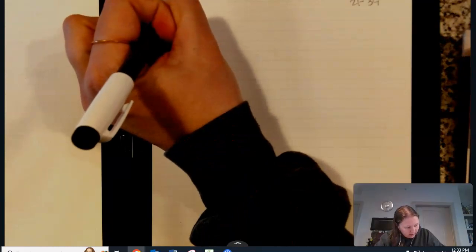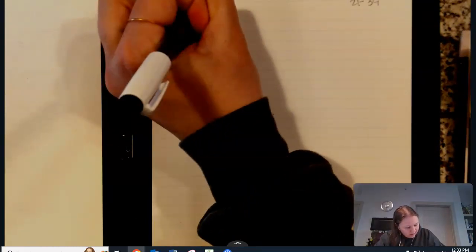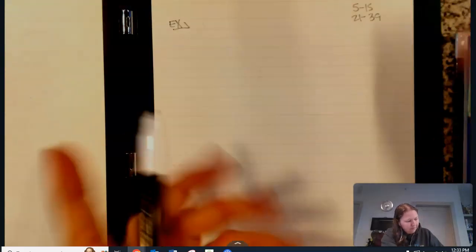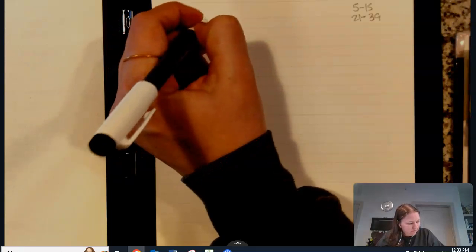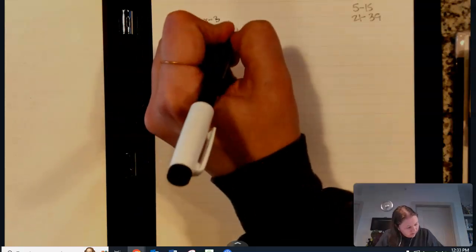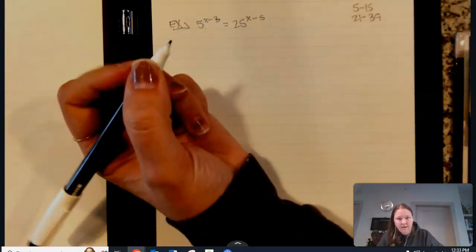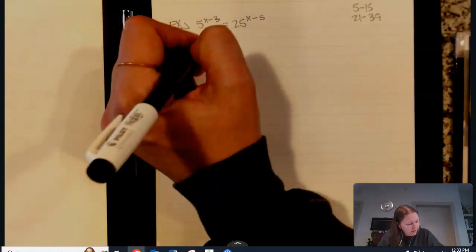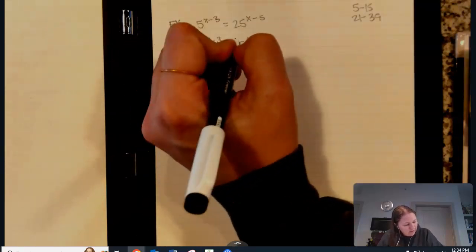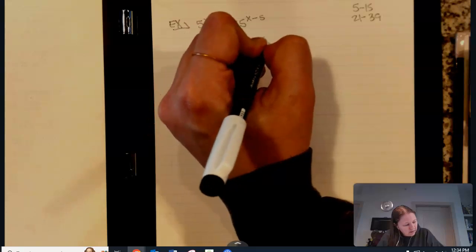So number 5 is similar to the one that I just did. Let's do 7 because you'll need to rewrite 7 a little bit. So you have 5^(x minus 3) is equal to 25^(x minus 5). So I'm going to rewrite this 25 to match my 5 here. That way I can use the same log base. So I'm going to say 5 squared, to the x minus 5.